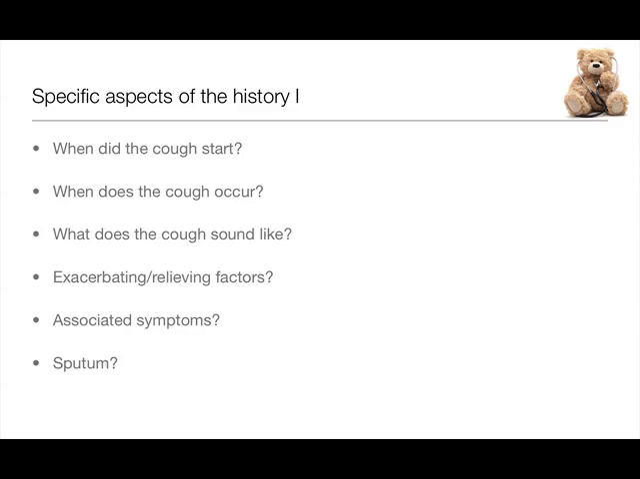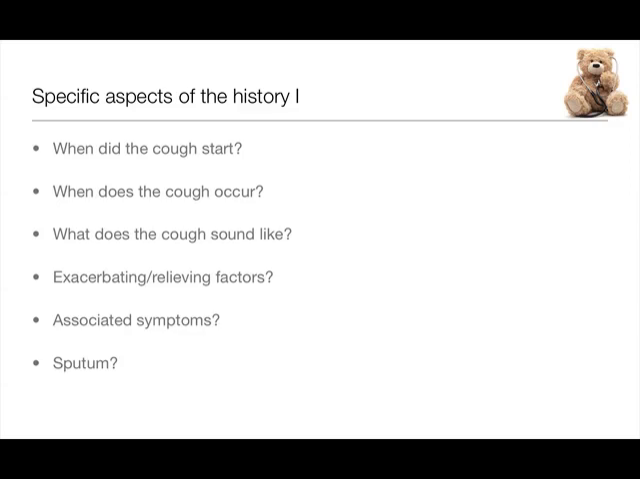If there is a barking cough in a young child, think about croup. On the other hand, if there's a spasmodic cough that occurs often after the child has taken a deep breath in, think of pertussis. Next, you want to know, is there anything that exacerbates or relieves the cough? Here, parents may report that exposure to cold increases the frequency of the cough, and for this you want to think about asthma.